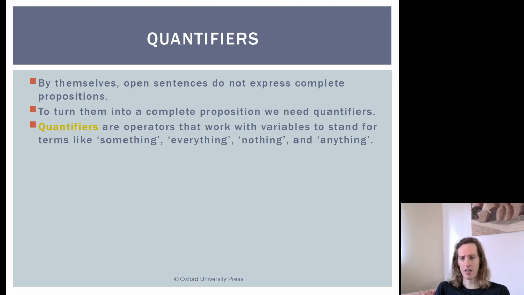So by themselves, open sentences do not express complete propositions. To turn them into a complete proposition, we need quantifiers. Quantifiers are operators that work with variables to stand for terms like something, everything, nothing, and anything. So when we just say, for example, "is tired," we could say specifically Sydney is tired, or Gabe is tired, or whoever it was. We can say that this specific thing, or this person, is tired, and we would use a constant to represent any specific object like that.